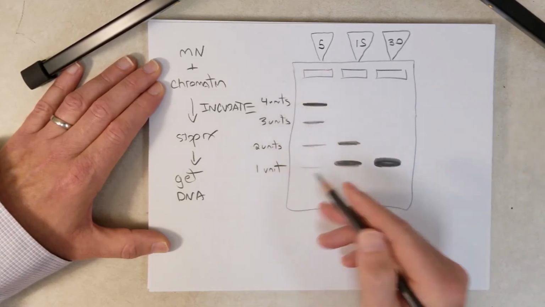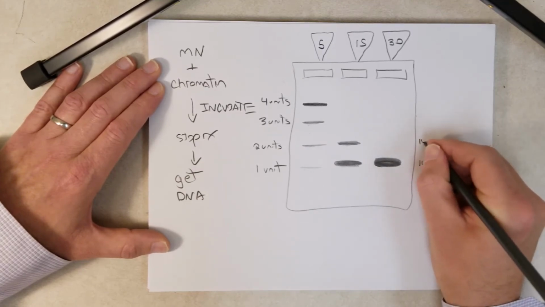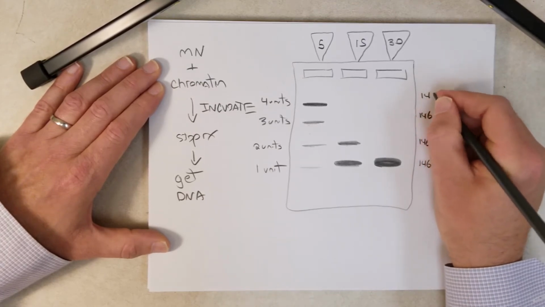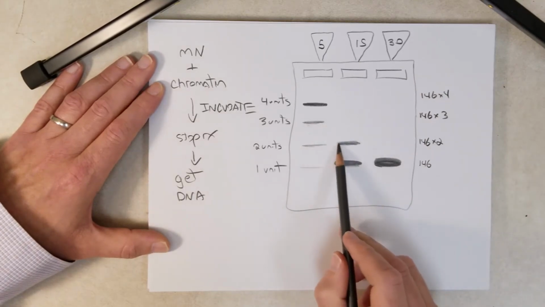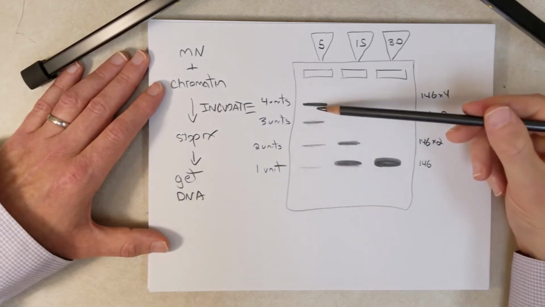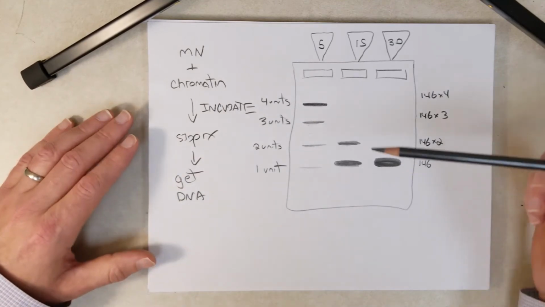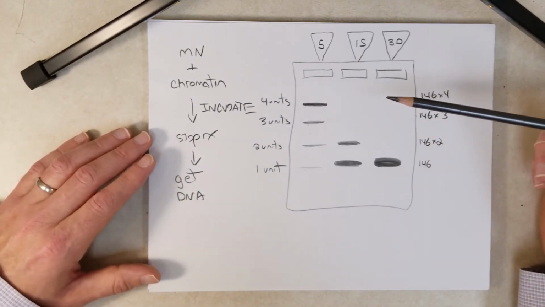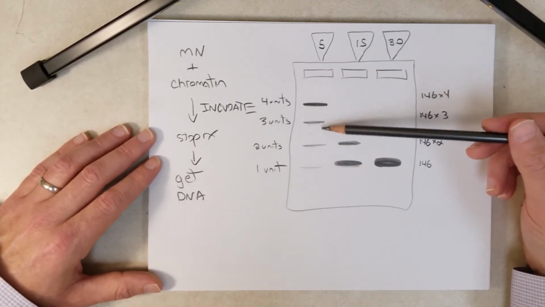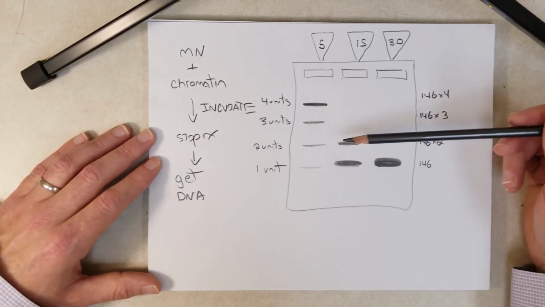And we could have our DNA ladder here, and we should see that the DNA here is probably 146 base pairs, and this is probably 146 times 2, and this is 146 times 3, and this is 146 times 4, plus the linkers that are left between the 2 units and the 3 units and the 4 units. But the most important part is we see this laddering, and the spacing correlates with the size of the nucleosomal unit. So what the micrococcal nuclease assay is doing is allowing us to see the chromatin structure, and the laddering pattern is based on the nucleosomes.